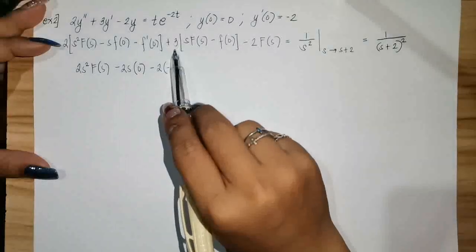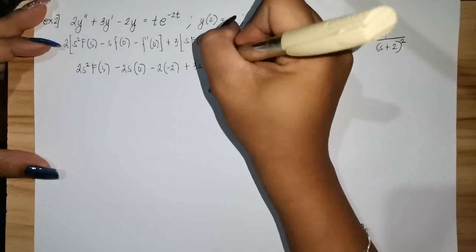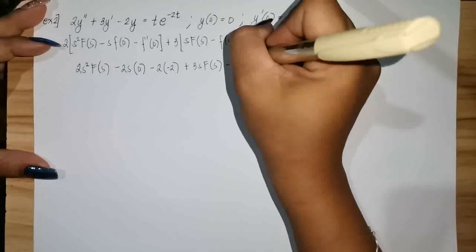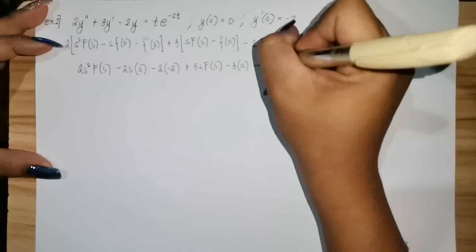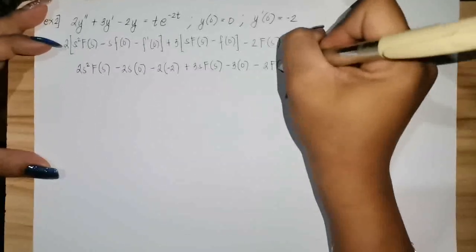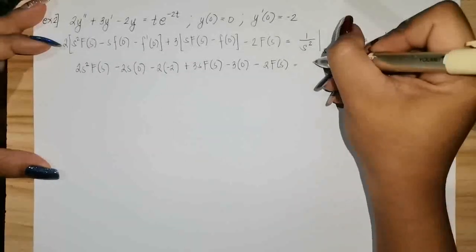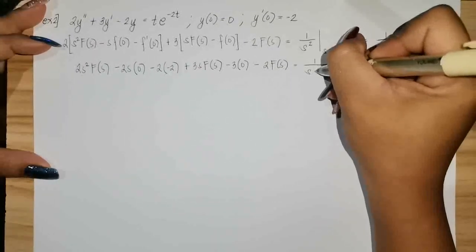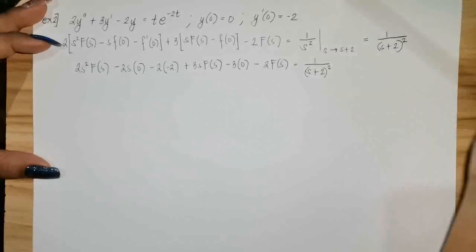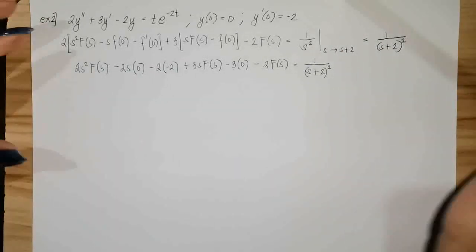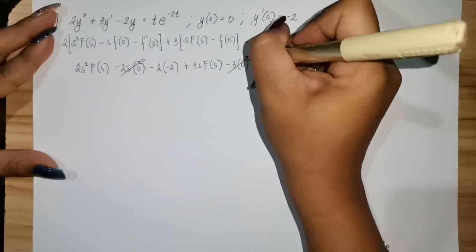Next is plus 3 s f of s minus 3, then the f of 0 is 0 minus 2 f of s, then equated to 1 over s plus 2 squared. Okay, so this will be 0, this will be 0.